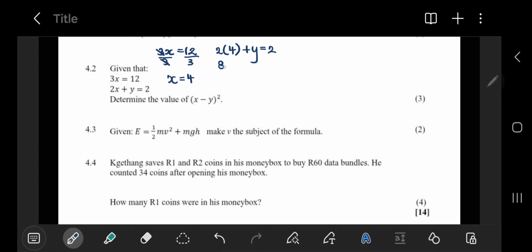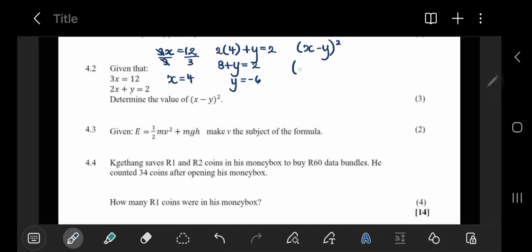Simplifying, 2 times 4 is 8. We have 8 plus y equals 2. Taking the 8 over, it's going to be 2 minus 8, which is negative 6. So we now know what x and y is equal to. And we can work with the format that they've given us. They want us to find out what (x minus y) all squared is.